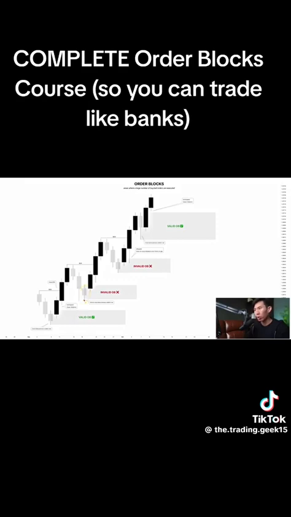This pivot candle did not close below the previous candlestick low, which is right down here. In this case, this is an invalid order block.